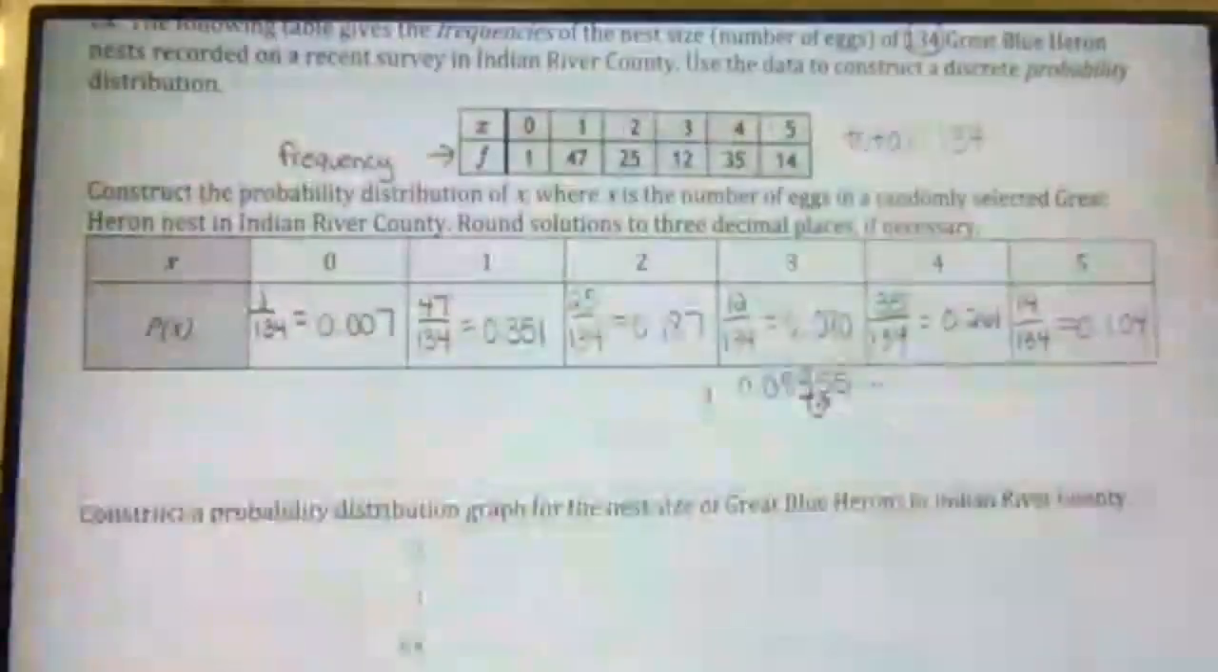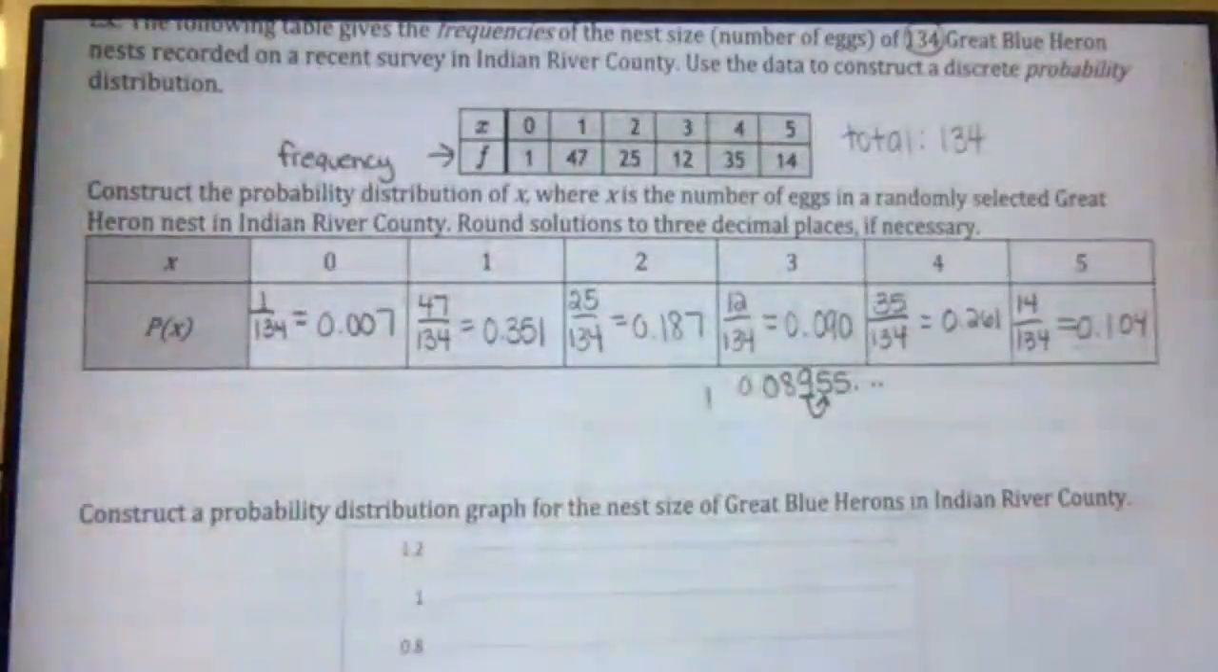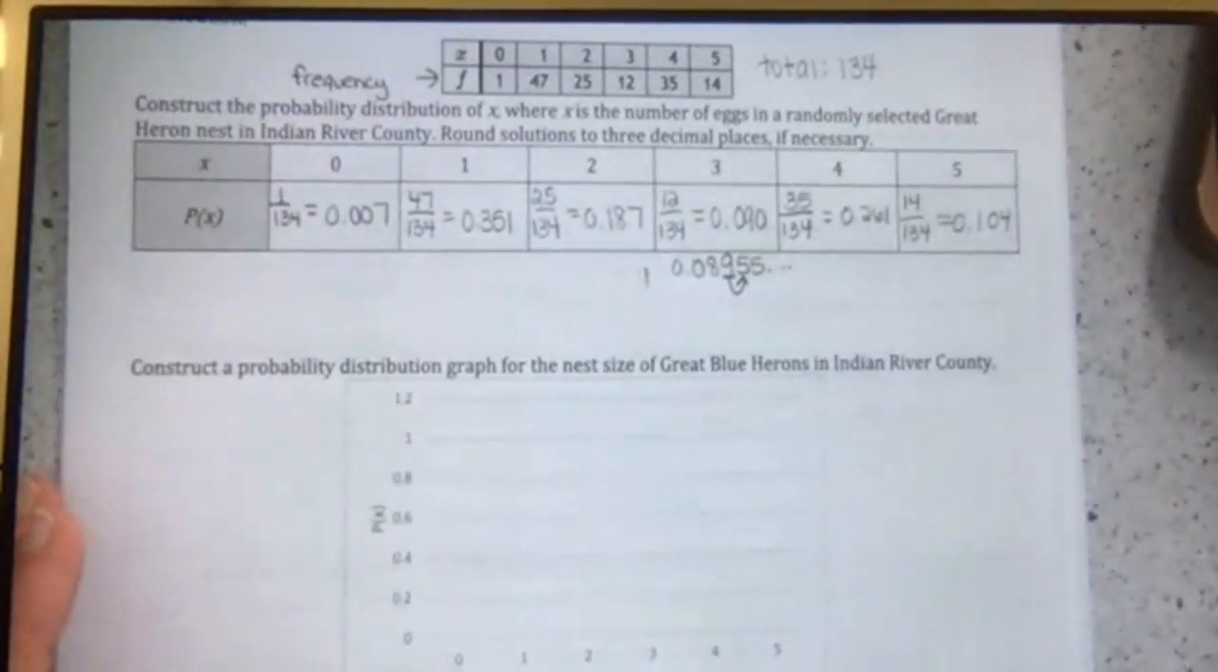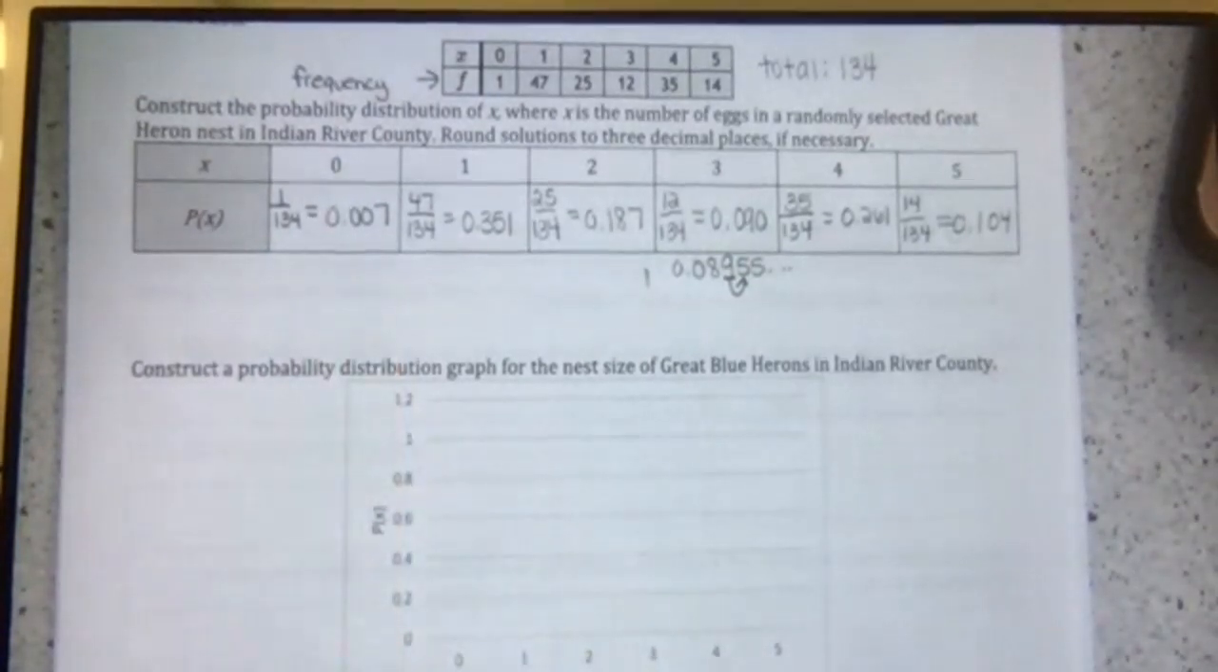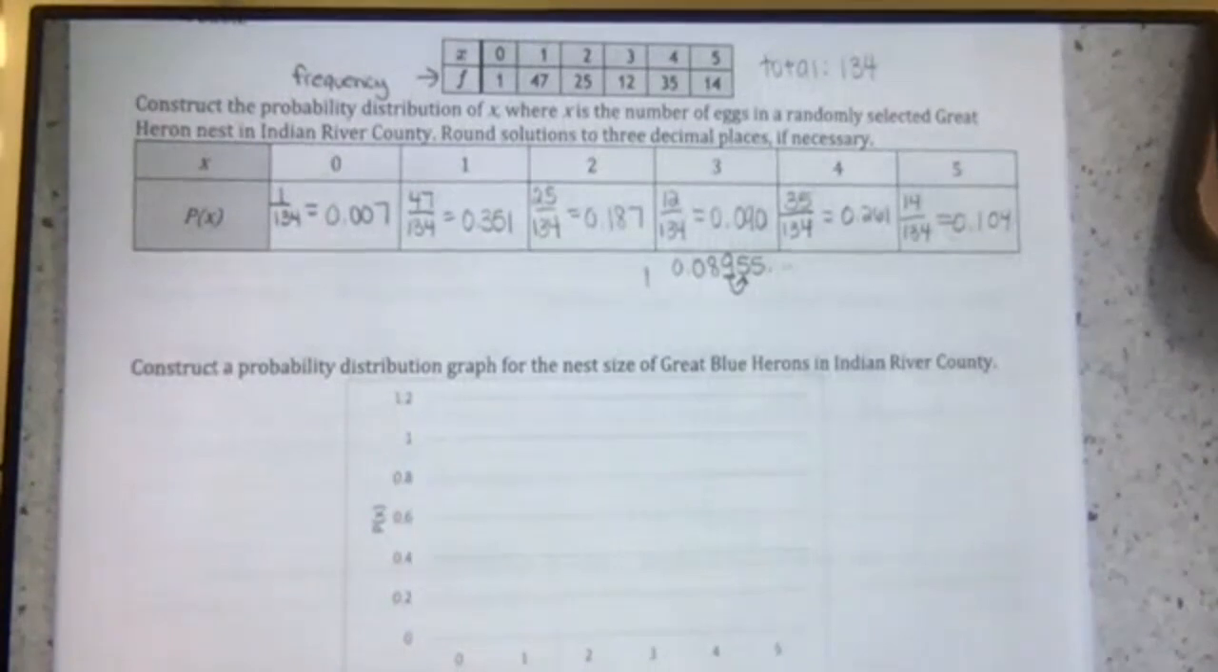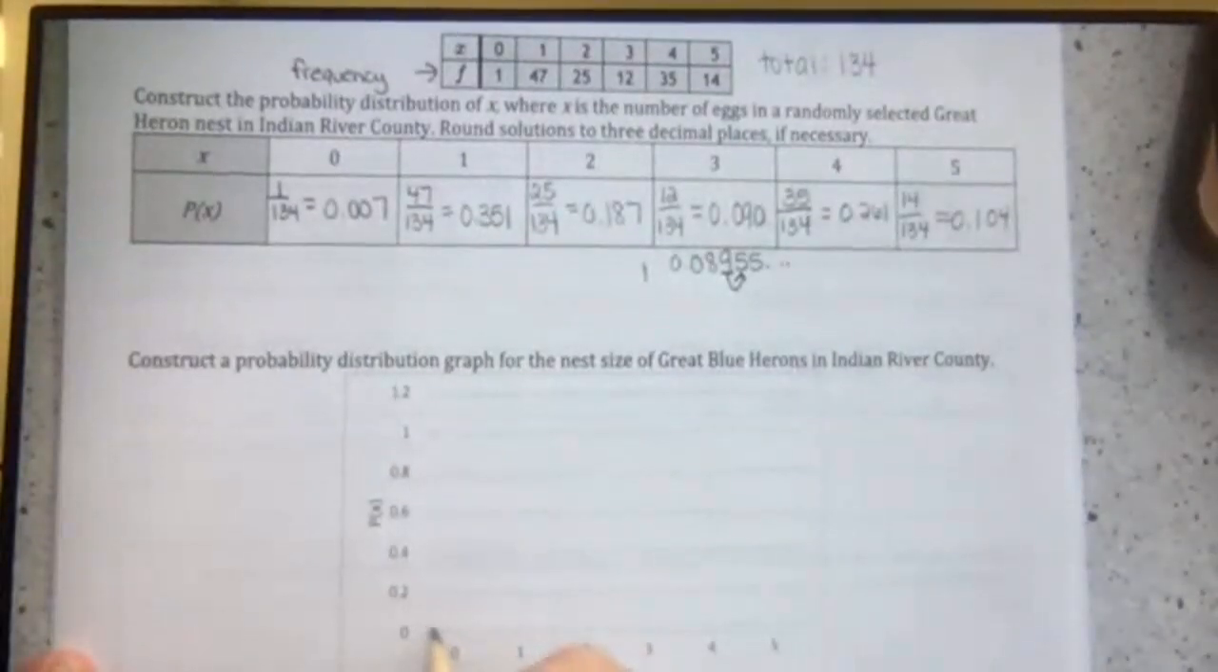So that's our probability distribution. It gives us all the different options in one table. So now I can construct a probability distribution graph for this nest size of the great blue herons in Indian River County. So it gives me the setup. Remember that on the homework and on the test, it's going to be multiple choice. Here's our nest size and here's our probabilities. So for 0, our probability is 0.007, so something really low.